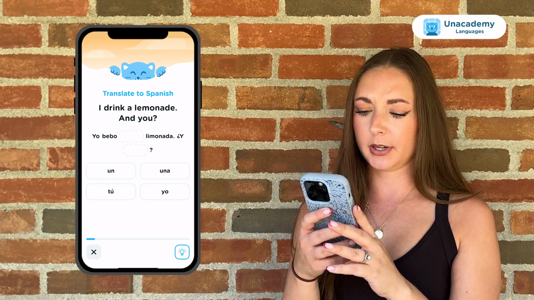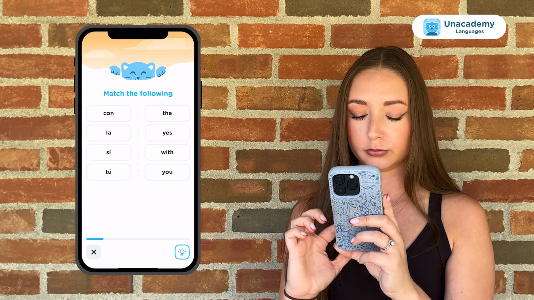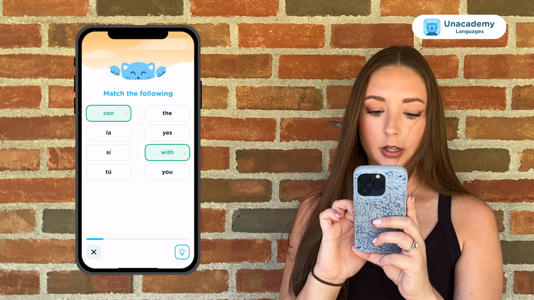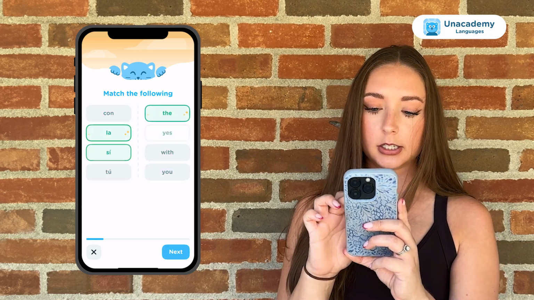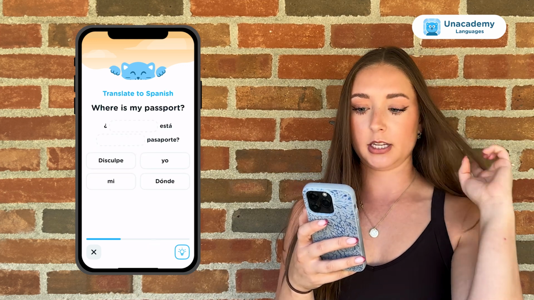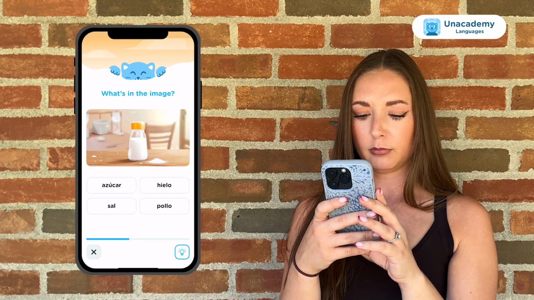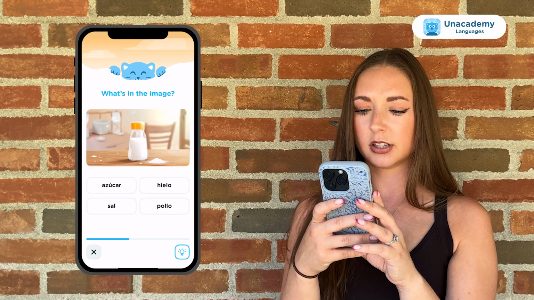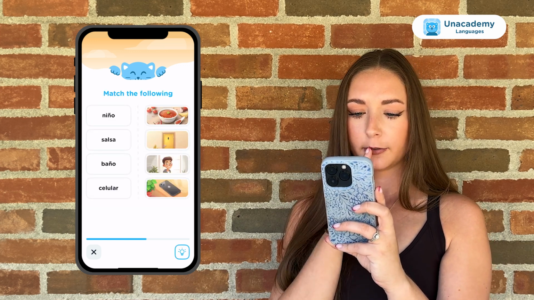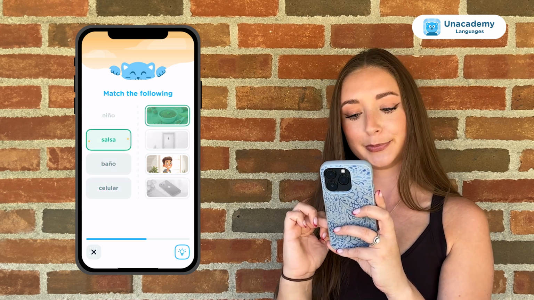Okay, I drink lemonade and you. Translate to Spanish. Yo bebo una limonada y tú. Wonderful. Match the following. Con, with; tú, you; la, the; sí, yes. Okay. Translate. Where is my passport? ¿Dónde está mi pasaporte? Okay. What's in the image? It looks like a salt shaker. Sal. All right, now match the following with the pictures. Celular, teléfono, baño, salsa, niño.